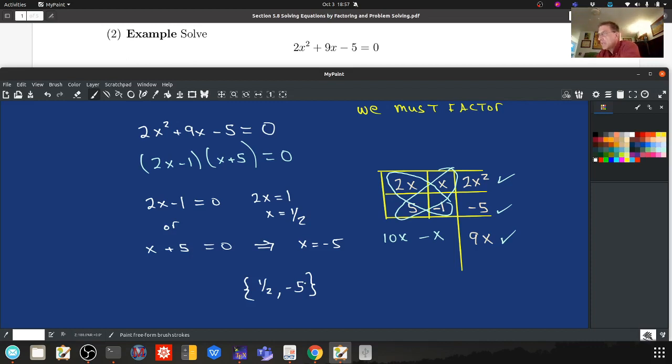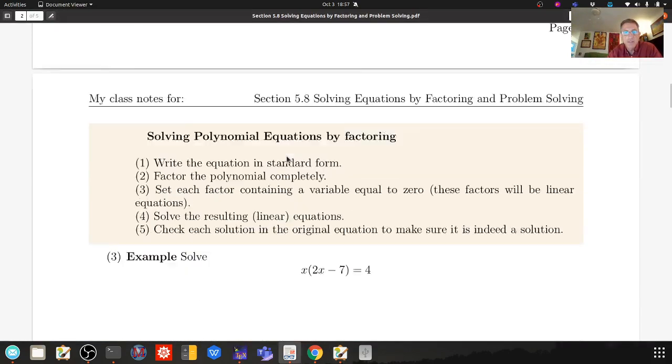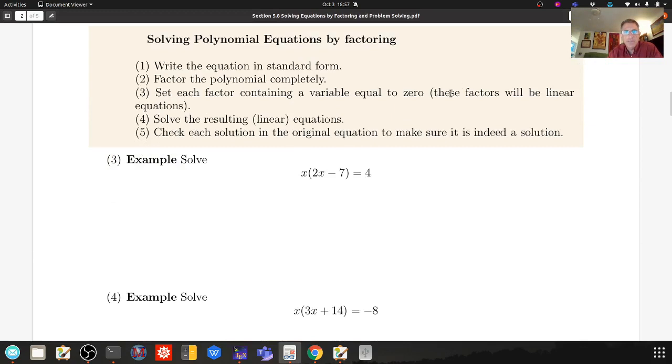So the trick here is going to be using our factors and our ability to factor. So here's a step-by-step guide. Write the equation in standard form. So standard form has 0 on the right hand or the left hand, it doesn't make any difference, and all of the variable terms and constant terms on the other side. Then we have to factor the polynomial completely.